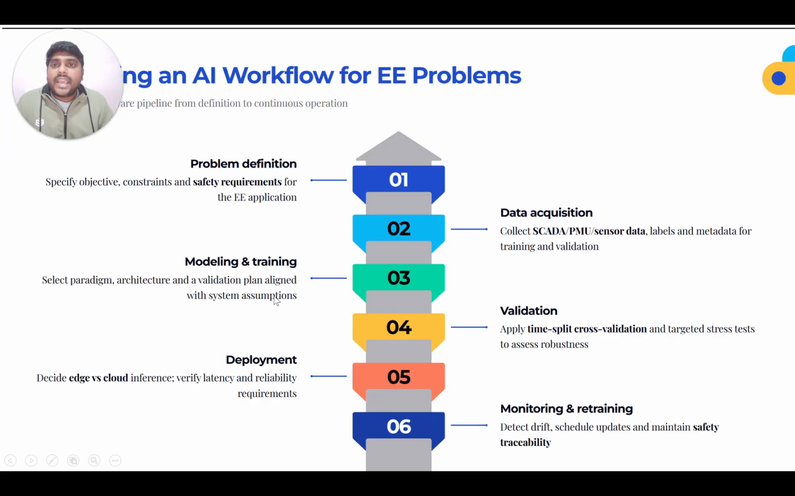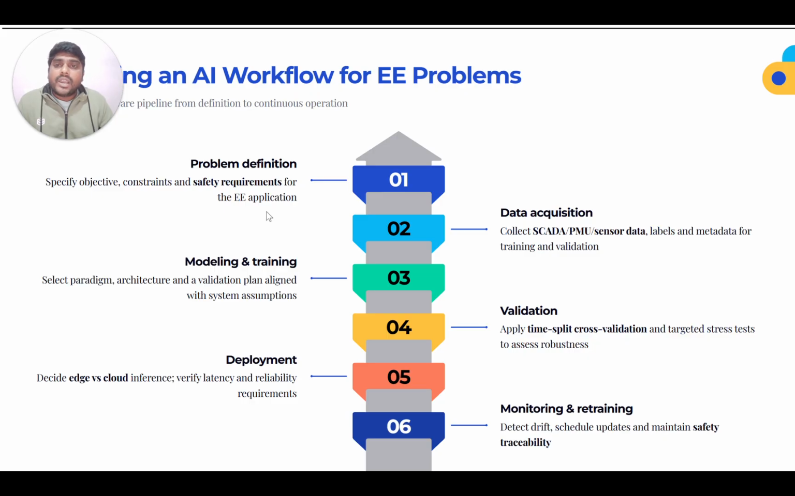Next, designing an AI workflow for an electrical engineering problem. A successful project requires a structured, safety-aware workflow, which we can break down into six sequential stages. Stage 1, problem definition. The absolute first step is to specify the objective, constraints, and safety requirements for the electrical engineering application. In stage 2, data acquisition. This involves collecting SCADA, PMU, and sensor data along with necessary labels and metadata for training and validation.